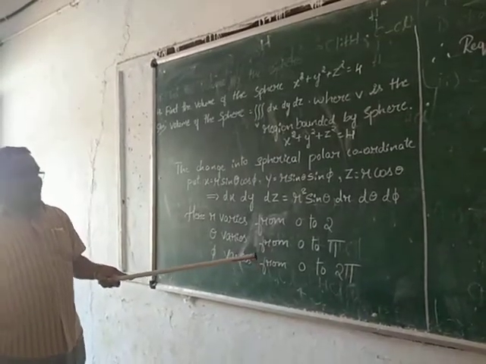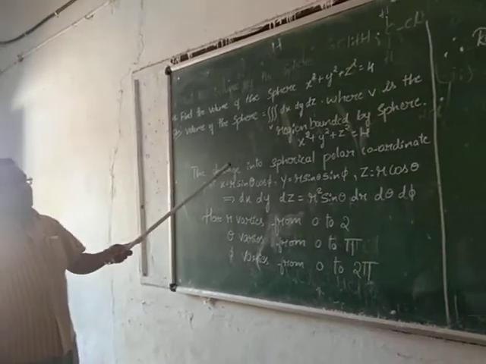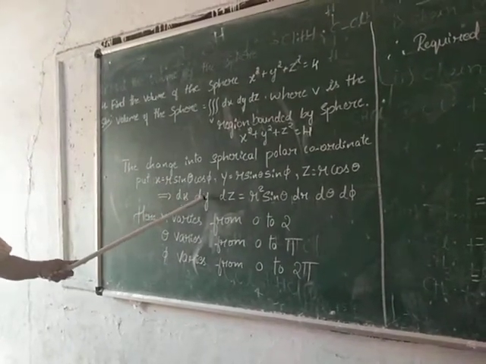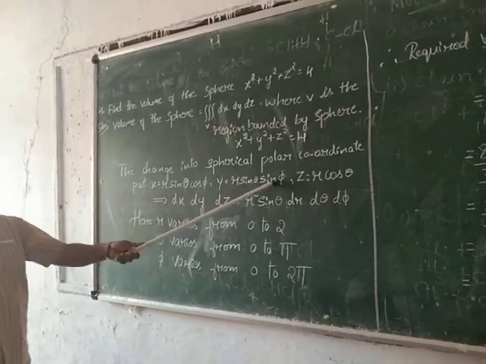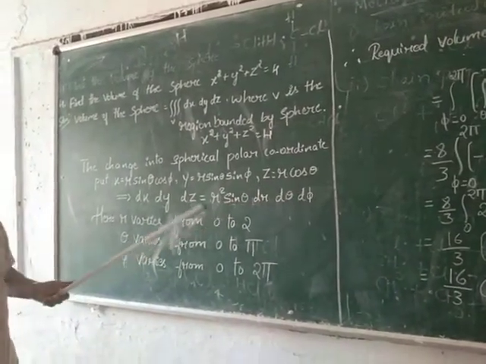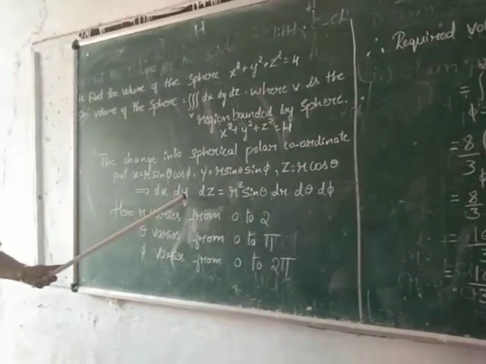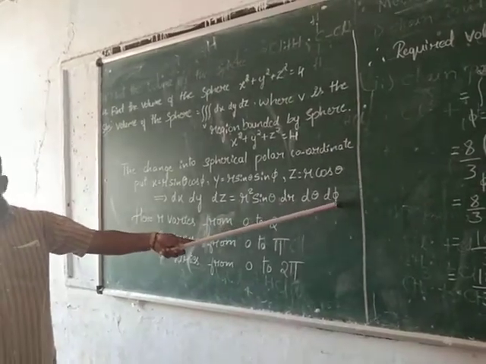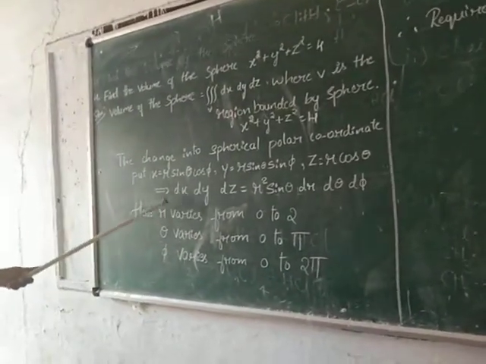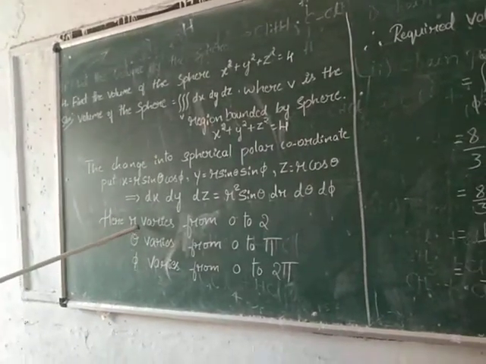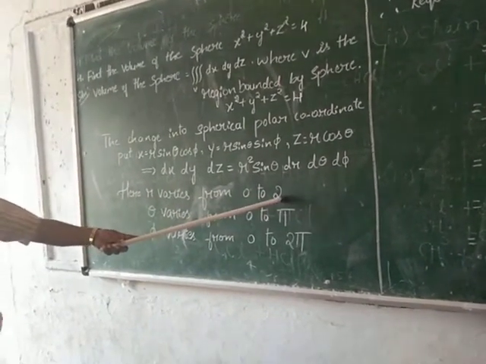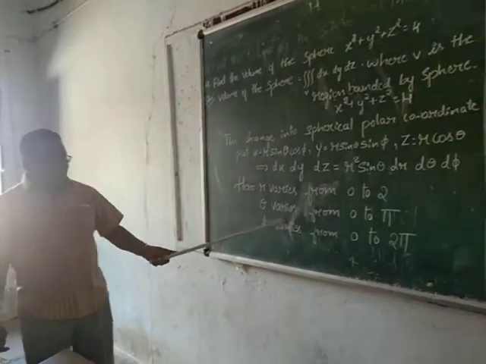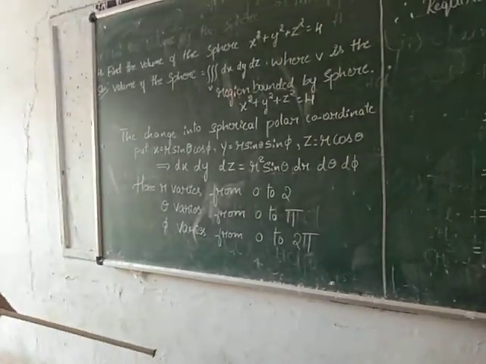And here also you can observe that in order to change it into spherical polar coordinates, you have to put x is equal to r sin theta cos phi, y is equal to r sin theta sin phi, z is equal to r cos theta, so that dx into dy into dz is equal to r squared sin theta into dr into d theta into d phi. And as it is a whole sphere, r varies from 0 to a, means 0 to 2, theta varies from 0 to pi, and phi varies from 0 to 2 pi, right?